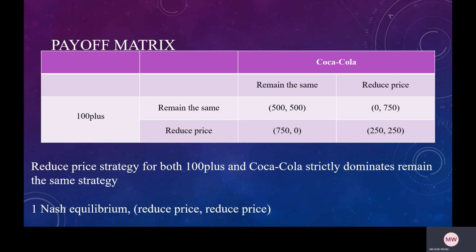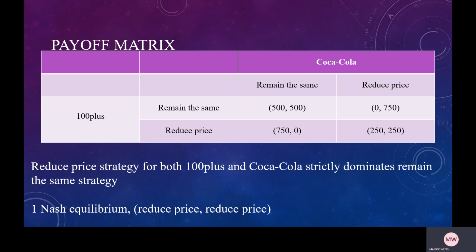Similarly, if Coca-Cola chooses to remain the same strategy, they will get 500 and 0. If they choose to reduce their price, they will get 750 and 250 as their payoff. We can say that the reduce price strategy will always have a better payoff than the remain the same strategy. So the reduce price strategy for both 100 Plus and Coca-Cola strictly dominates the remain the same strategy.